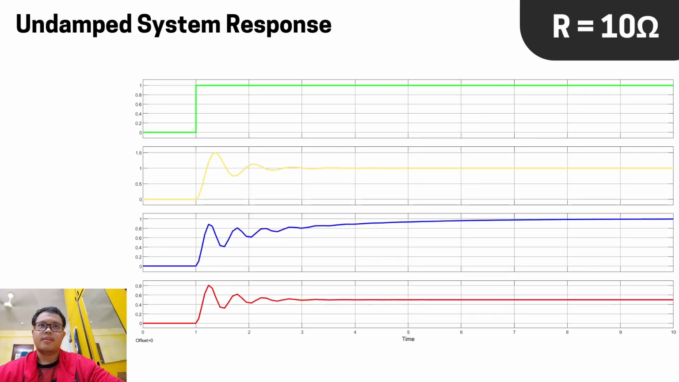Next, we will look at the undamped system response. Similarly, we will give a step input with a gain of 1, and we will see the output.